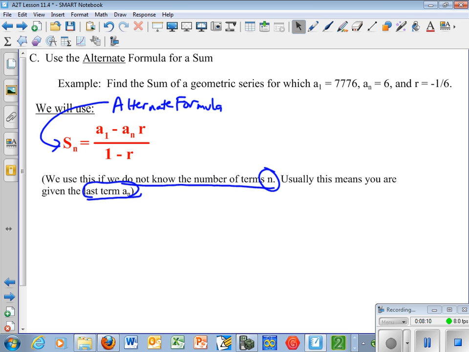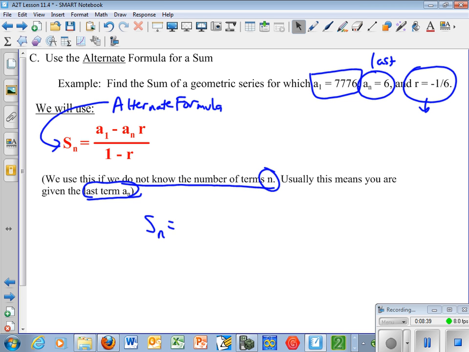And we don't know n. Notice there's no n in this formula. So if we don't know n, we can't use that other formula. We don't know n, so we're just finding the sum here. And if you notice, here's what we're given. A1, we know. We know the last term. And we know what r is. r is a fraction here. That's what we're multiplying by between terms.